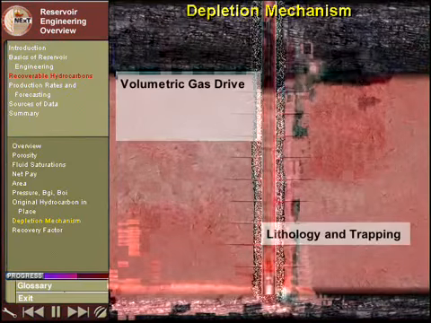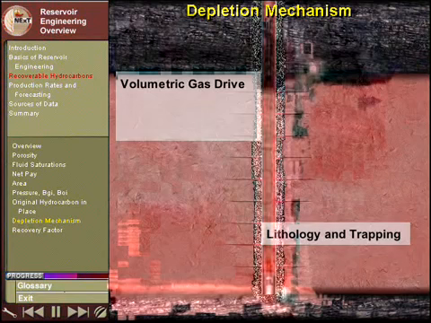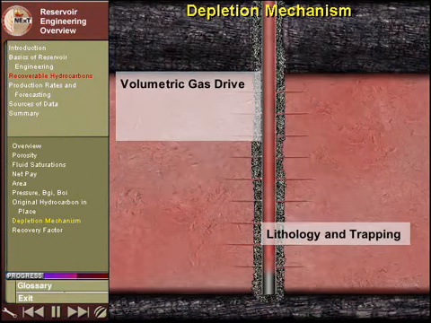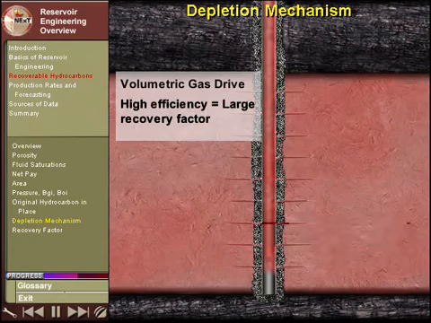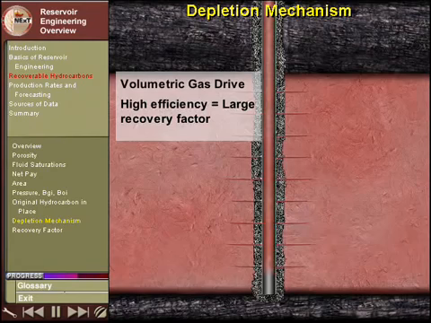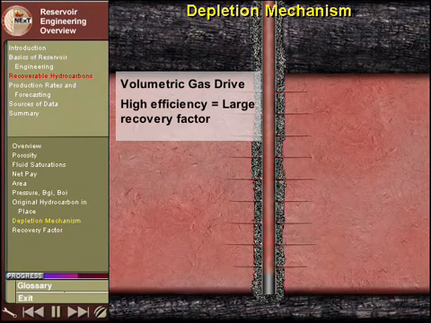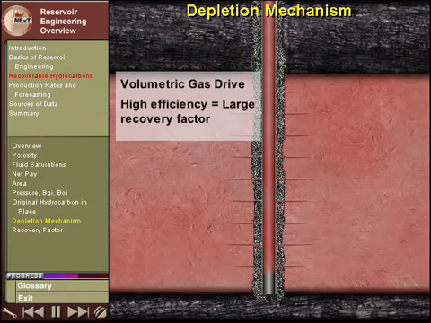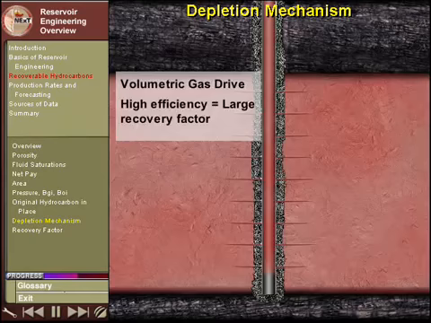Volumetric gas or oil reservoirs are driven by pressure depletion in the reservoir, which originates from the expansion of fluids in place. Production from volumetric gas reservoirs is said to be highly efficient due to the high recovery factors that result, often as high as 90%. Volumetric oil reservoir recovery factors can vary widely, depending upon reservoir fluid properties.